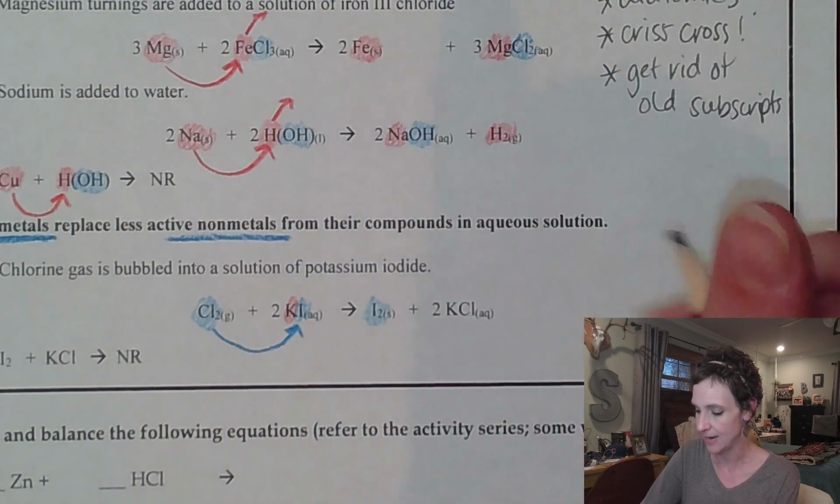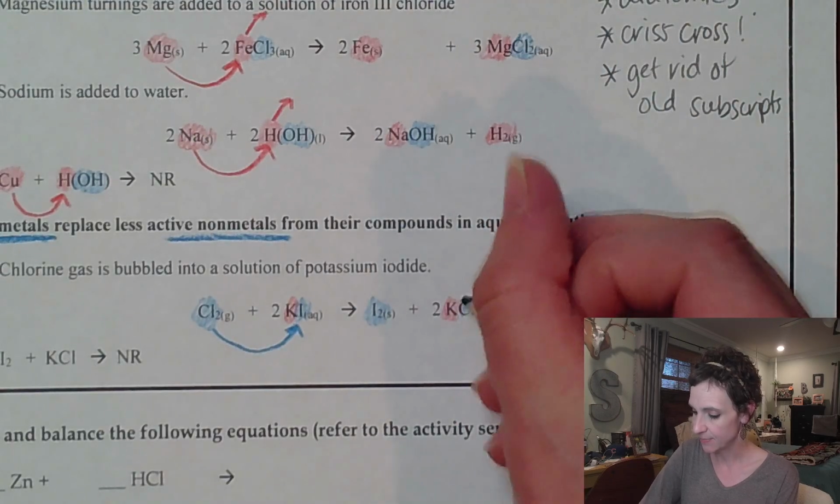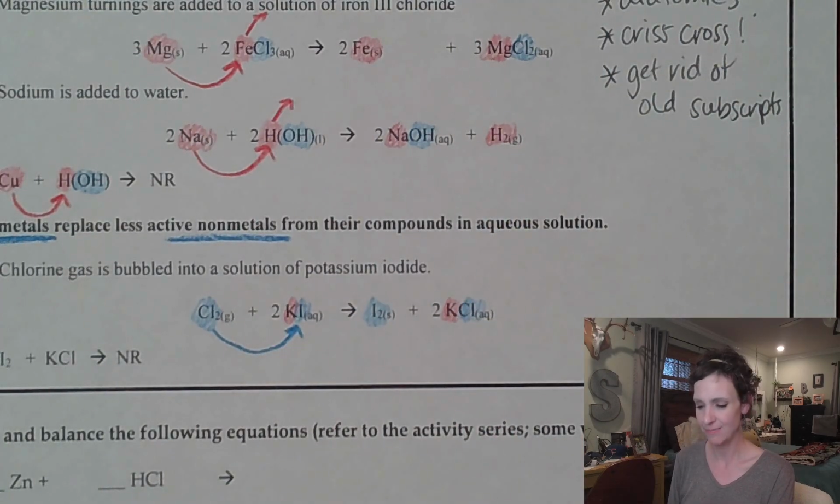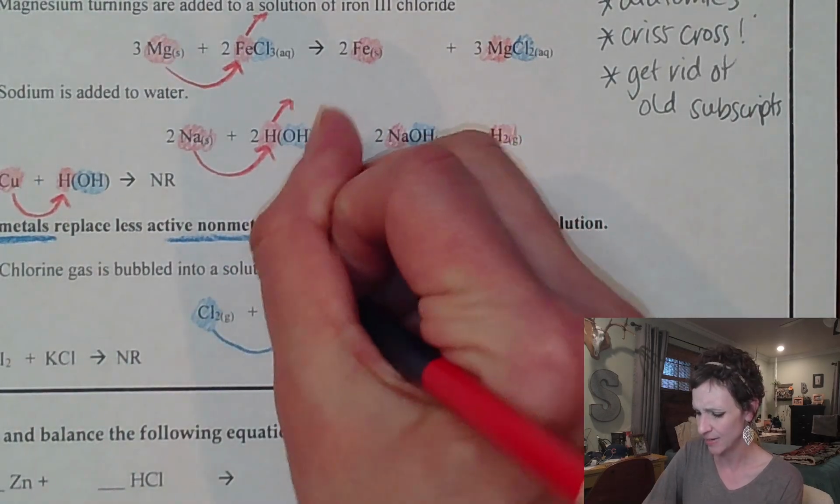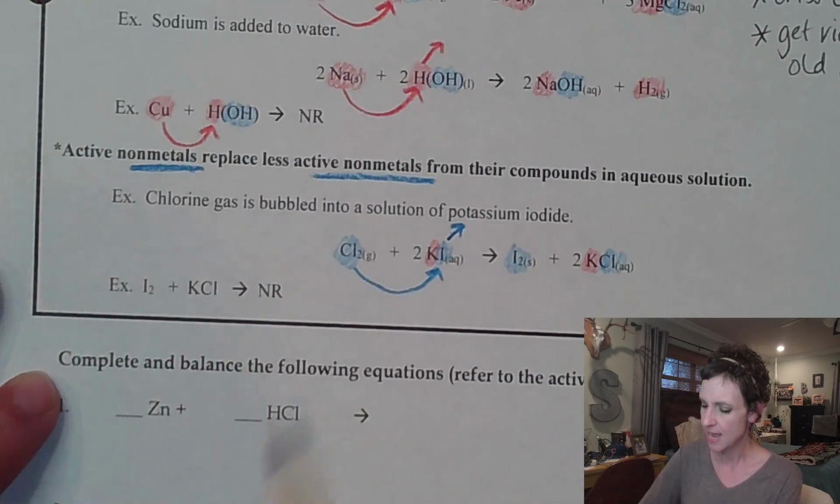So bye, iodine. And now I have a new compound between potassium and chlorine. Yeah, this is so harsh. I promise I'm a nice person, but sometimes chemistry can be a little bit harsh.